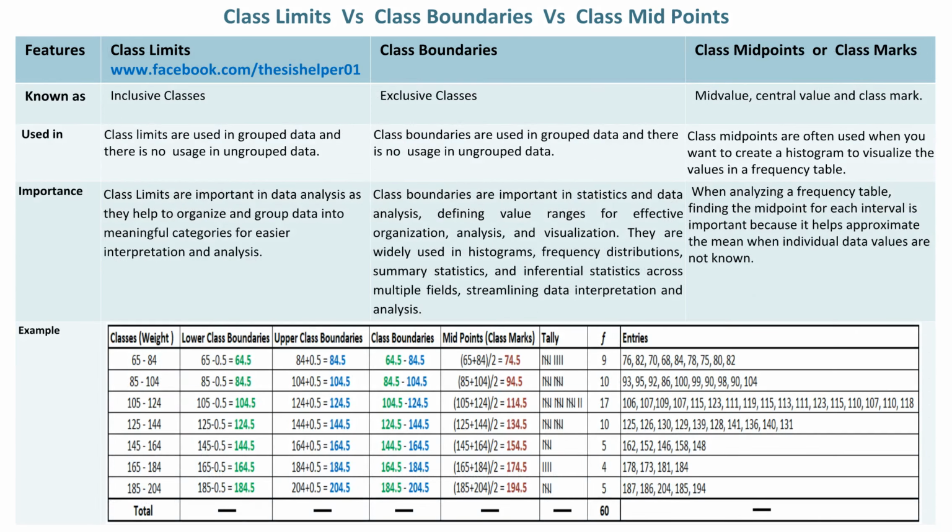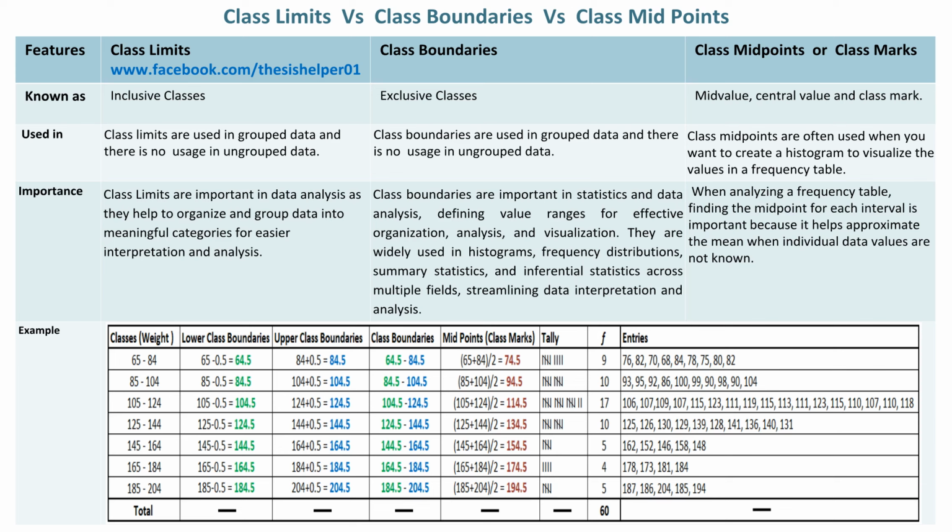Class limits are also known as inclusive classes, whereas class boundaries are also known as exclusive classes, whereas class midpoints are also known as mid-value, central value and class mark. Class limits are used in grouped data and there is no usage in ungrouped data. Whereas, class boundaries are used in grouped data and there is no usage in ungrouped data. Whereas, class midpoints are often used when you want to create a histogram to visualize the values in a frequency table.